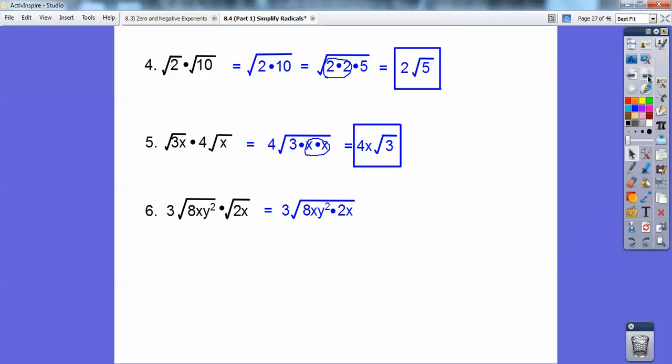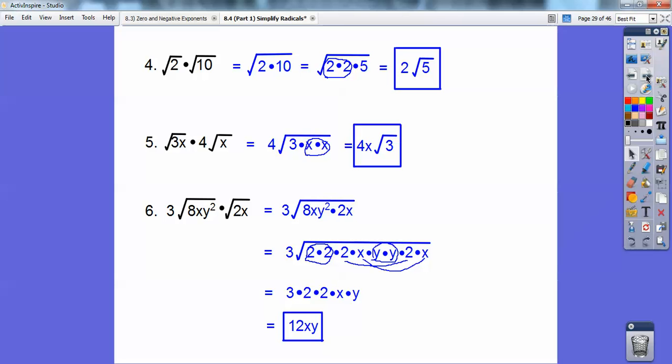Break down 8, which we found out is 2 times 2 times 2. And then I'll put these two x's together, and this is y times y. So here we go. So 2 times 2 times 2 times x. There's my y squared, and there's my 2x right there. Okay, and then if you can just see, I can pull a pair of 2's out. I can pull a pair of x's out, and pull a pair of y's out.